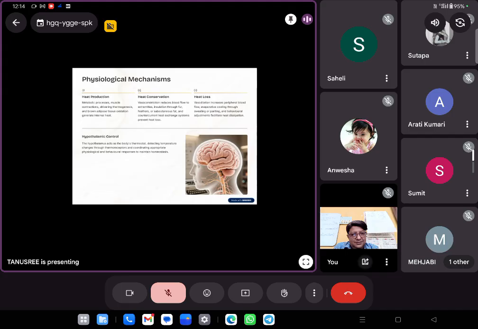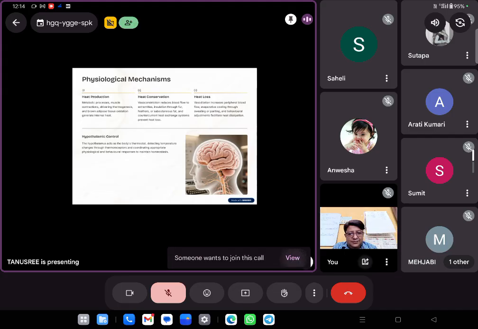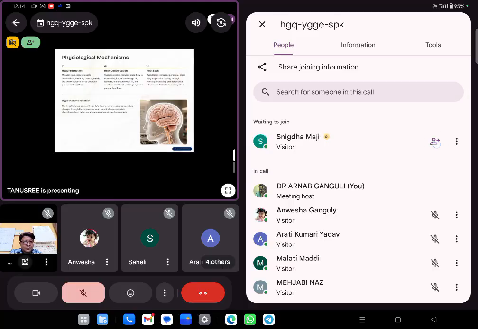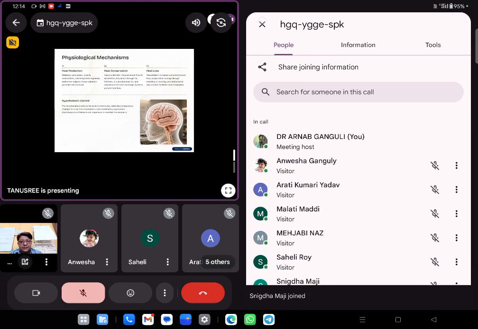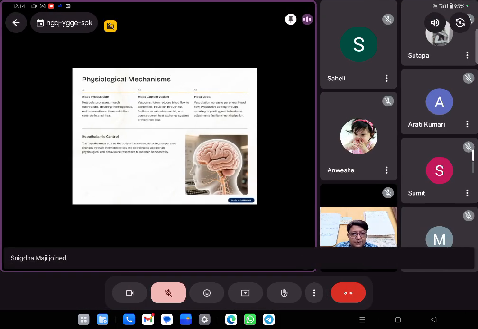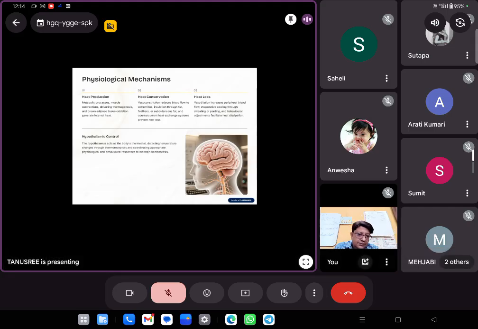Second, heat conservation, by vasoconstriction, reducing blood flow to the skin, and using insulation like fur, feathers or body fat. Third is heat loss through sweating, panting or vasodilation, which brings warm blood to the surface to release heat.